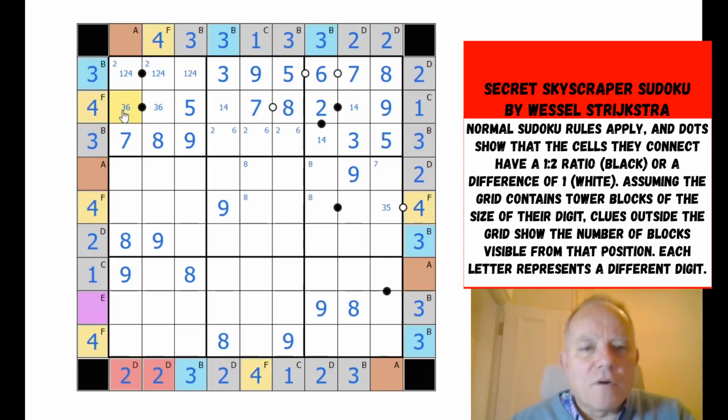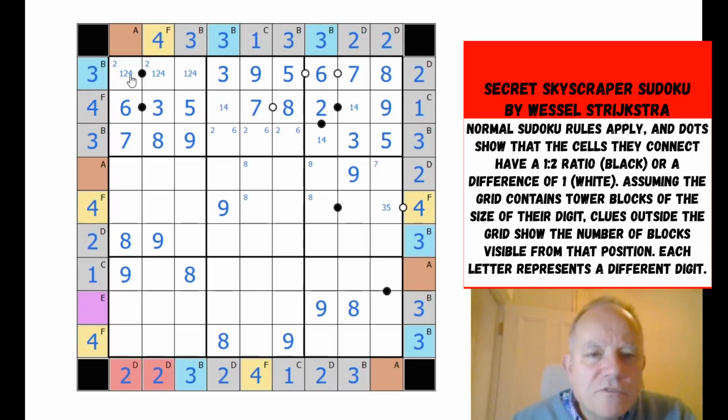Now, up here, we've got a 4 clue. And we're going to see 7, 8, and 9. Yeah, so we have to see 6 before 3. Okay, that's good. And that clue, a 4 clue, is actually resolved.